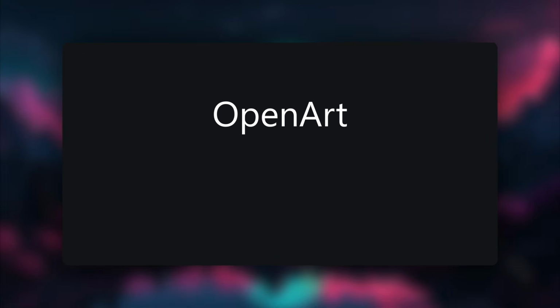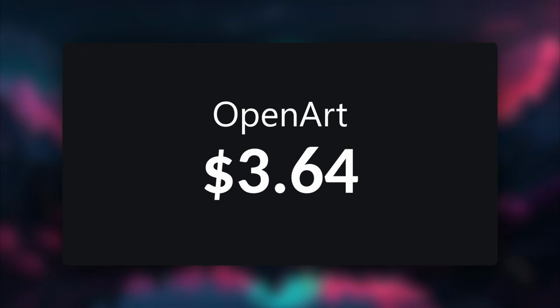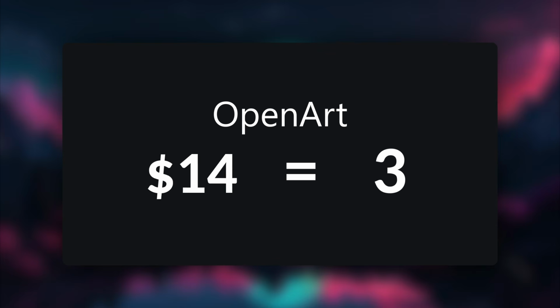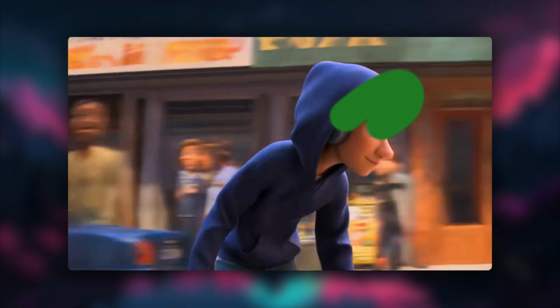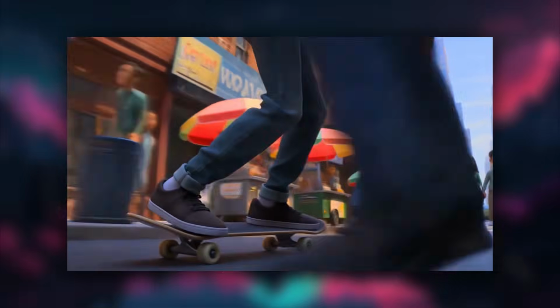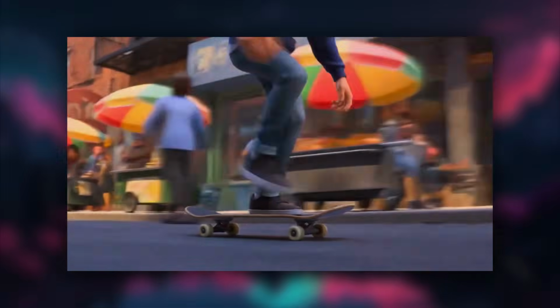4. OpenArt. At $3.64 per clip, OpenArt gives you 3 clips on their $14 plan. Its secret weapon is region-level inpainting. If a face or background looks weird, you highlight that specific spot and re-render just that area without paying for a full new clip.